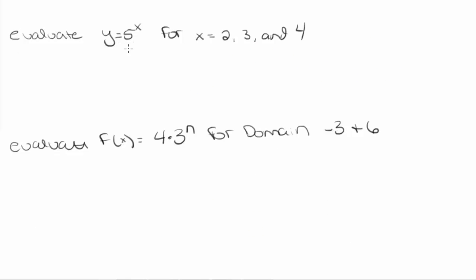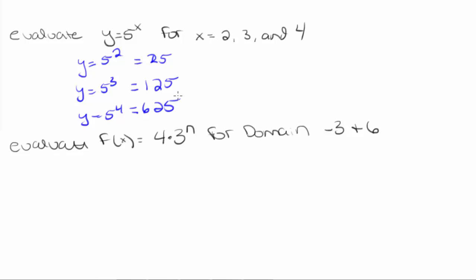Okay. So evaluate y equals f of x, y equals 5 to the x for x equals 2, 3, and 4. So you're just plugging this in. You're going to want to use calculators on some of them. So you're just plugging in 2 for x, so that's going to equal 25. The next one, you put in the 3. 5 times 5 is 25, times 5 is 125. Y equals 5 to the 4th is 625. That's it. That's all you do.